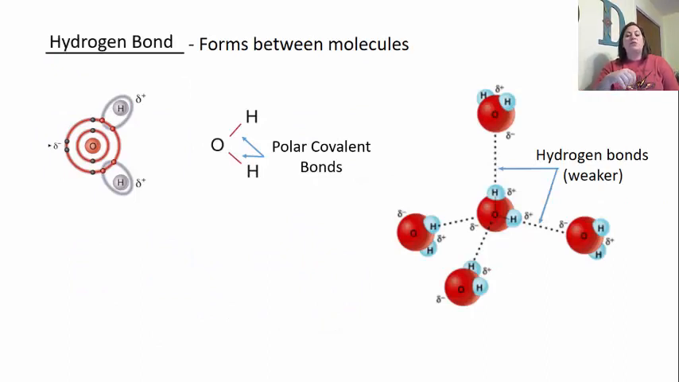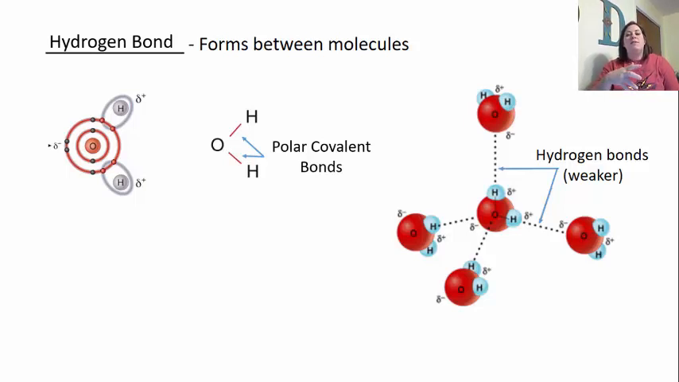This means that a molecule of, say, in this case, water is going to be attracted to another molecule of water. This happens a lot of times with polar covalent bonds. Now, in polar covalent bonds, it means that they're not sharing equally.